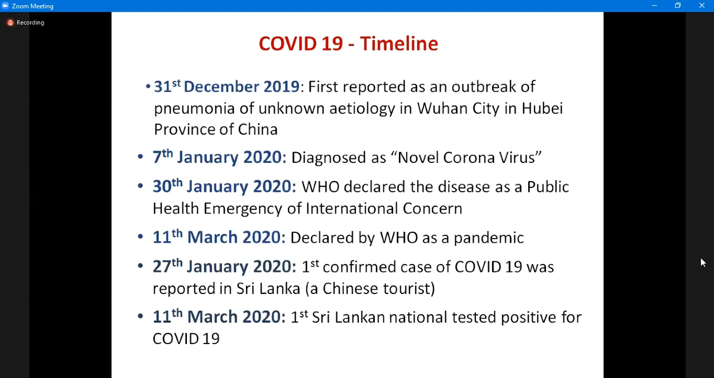As for Sri Lanka, we had our first confirmed case of COVID-19 on 27th January 2020, and it was a Chinese tourist. And on 11th March, we had our first Sri Lankan national who tested positive for COVID-19.